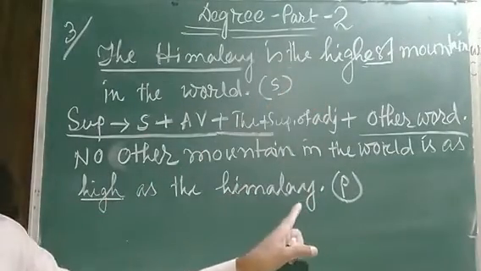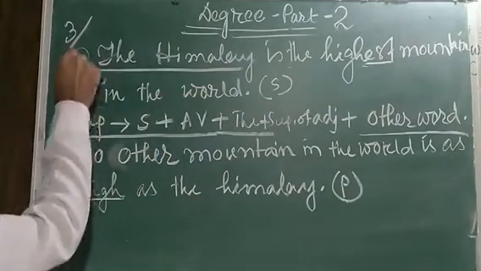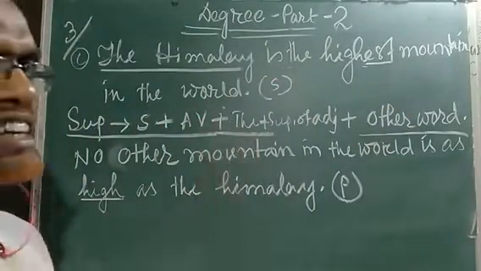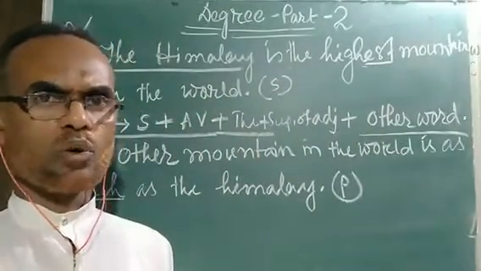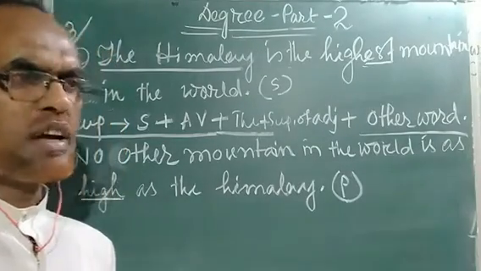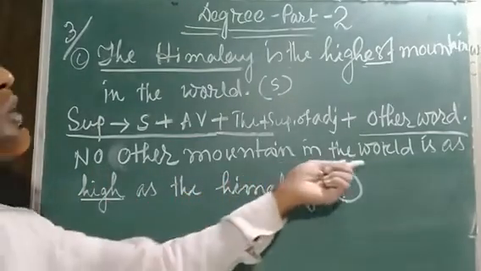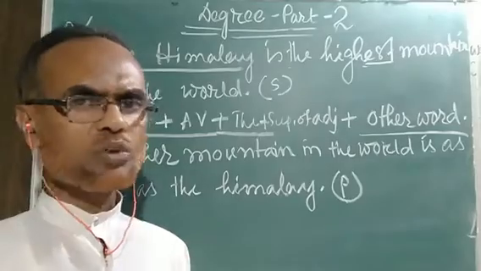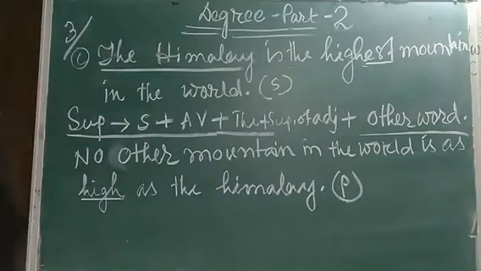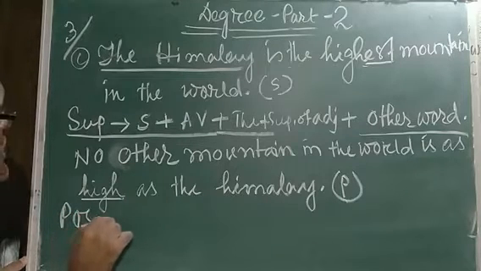From superlative degree to positive degree, the meaning stays the same. In the first sentence, the Himalaya is the highest mountain in the world. That is, Himalaya is the highest. No other mountain is as high as the Himalaya. It is simple in meaning. We understand it. That is why we can say no other mountain in the world: there is no mountain in the world which is as high as the Himalaya. From this sentence, we can write the form of positive degree.